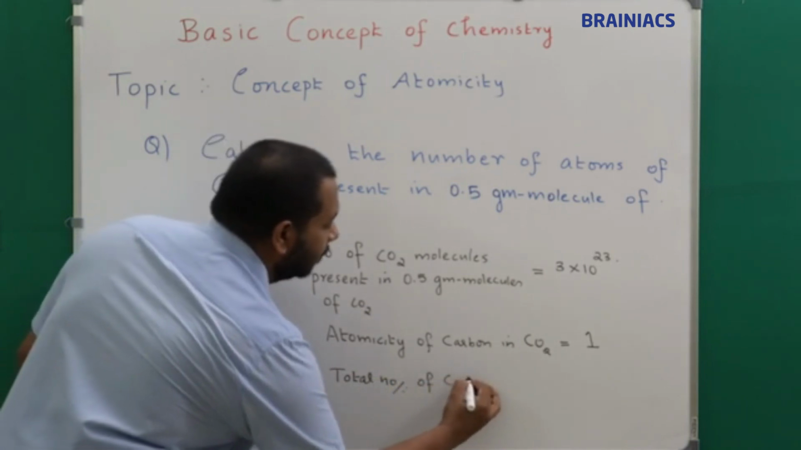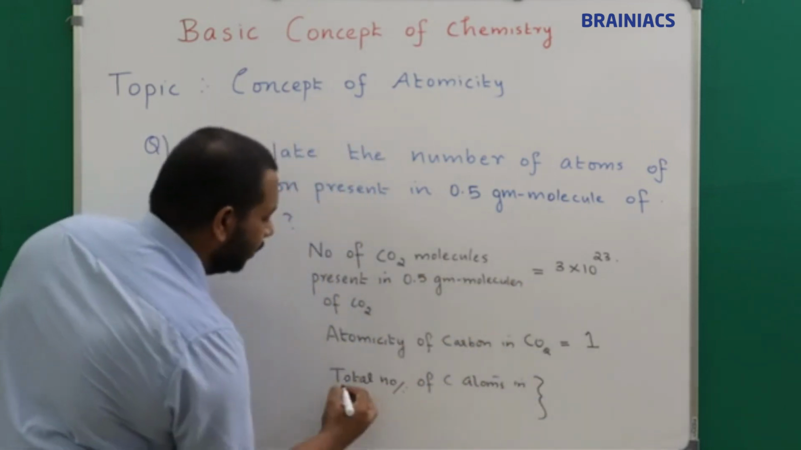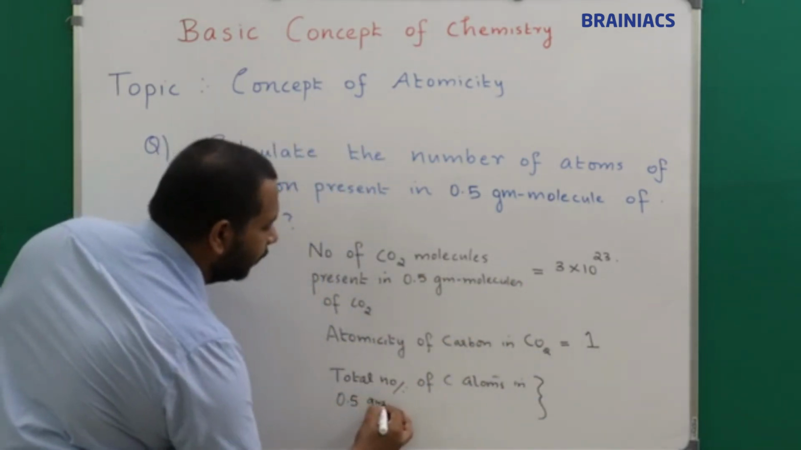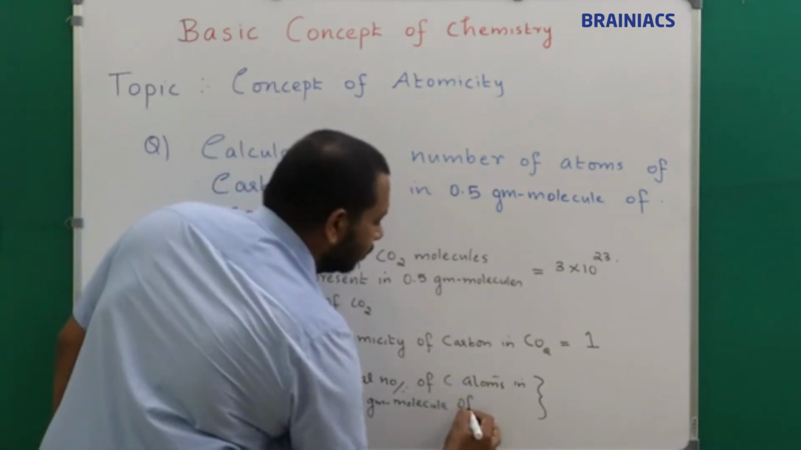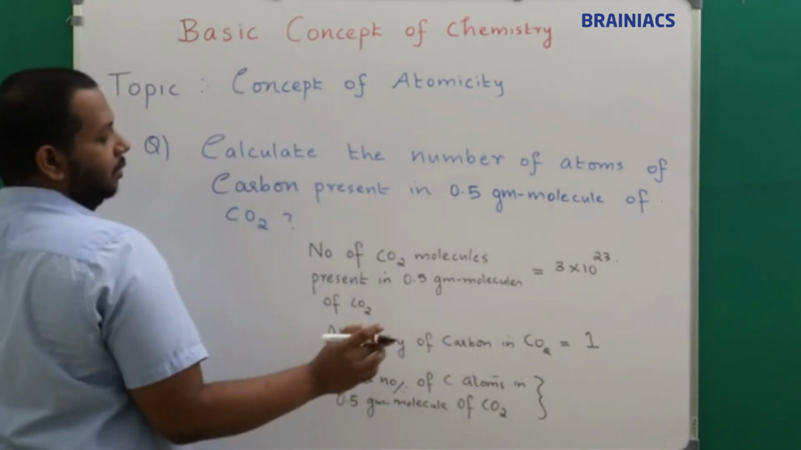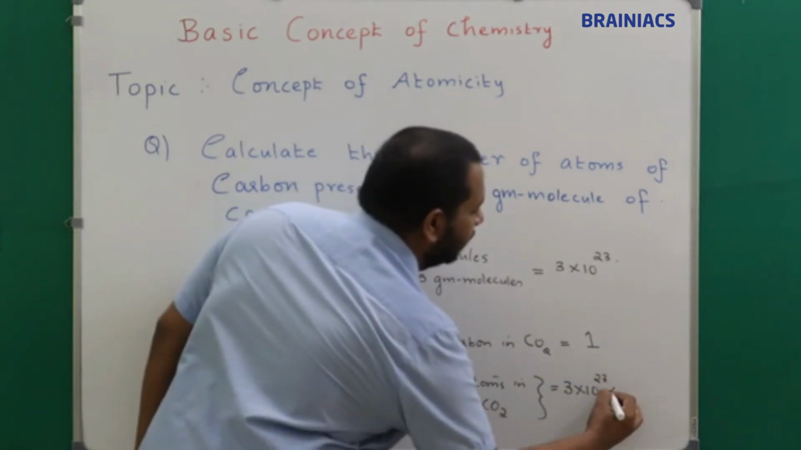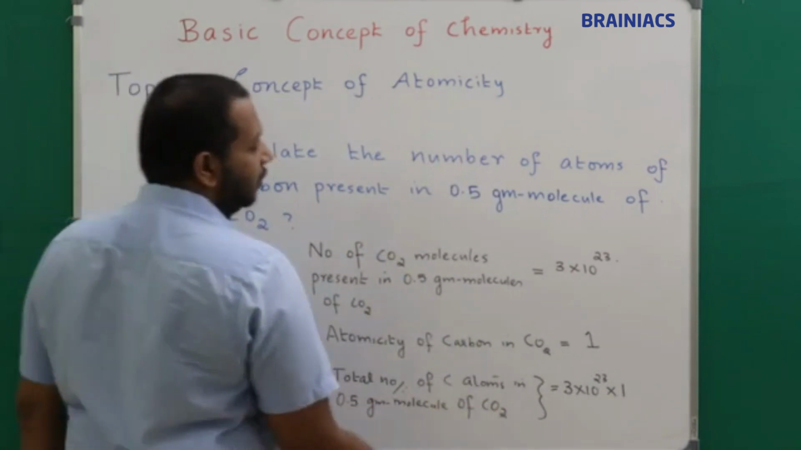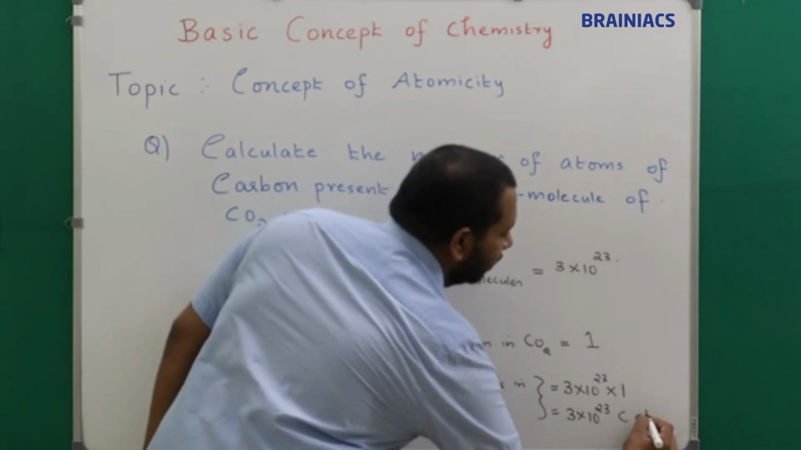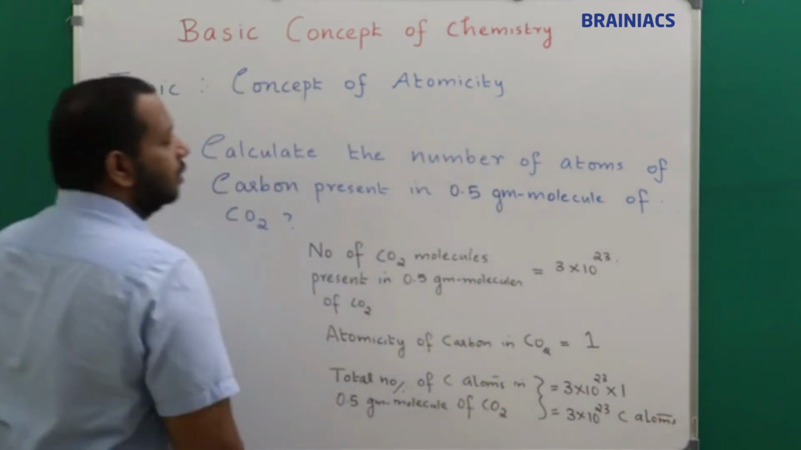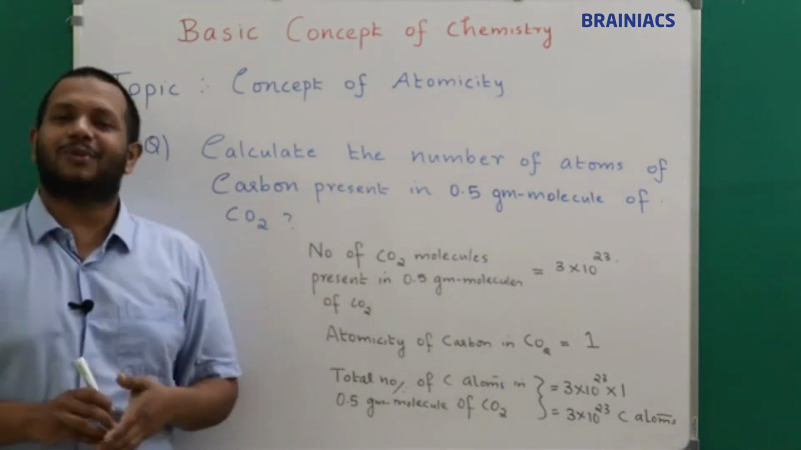of carbon atoms in 0.5 gram molecule of CO2 is equal to what? I can say 3 into 10 power 23 multiplied by this 1. So same answer you will get. So I can say 3 into 10 power 23 carbon atoms. Okay, 3 into 10 power 23 carbon atoms. So I hope this also you understood.